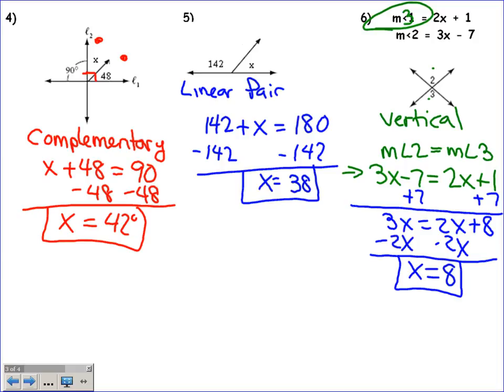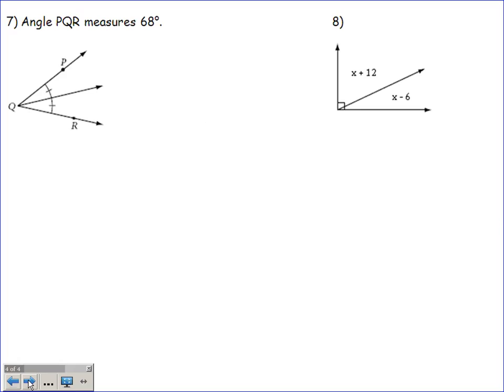How many people got x equals 8? Oh, yeah. That's awesome, guys. This is good. Okay. Two more.